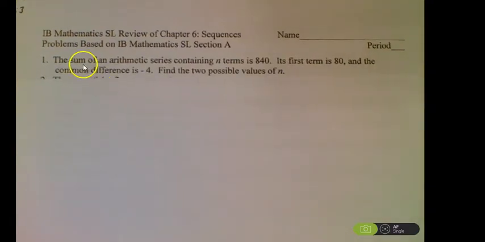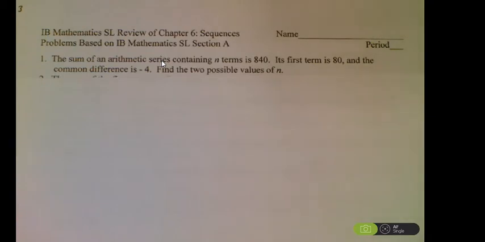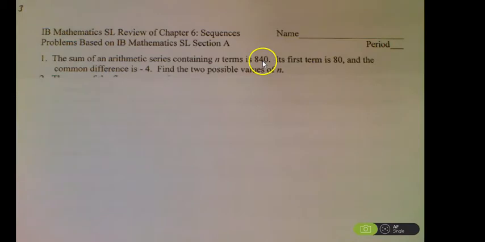So first one, we got the sum of an arithmetic series. Do keep in mind, typically when you're dealing with a sum, they refer to a sequence as a series whenever you're doing a sum. Otherwise, if we're just identifying specifics within a sequence, we just call it a sequence. This one is telling us it has n terms, so we don't know how many terms, but we know the sum is 840. We're given the first term and the common difference, and we are solving this one for n.